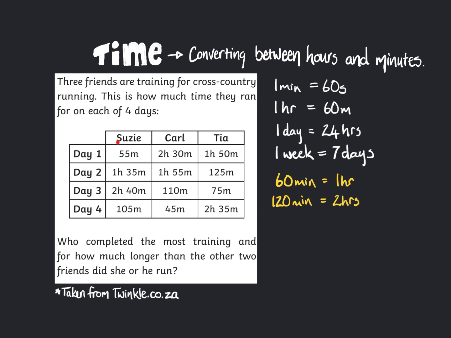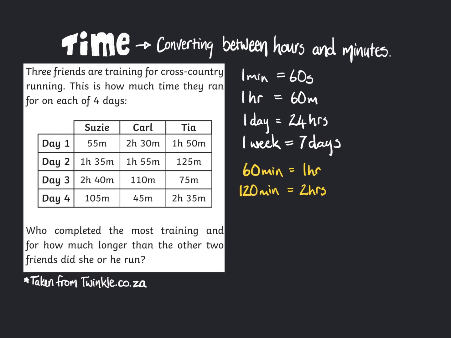Step 1 of this question is to convert everything into minutes and then add them all together, or to convert everything into minutes and hours and then add them all together. Let's start by converting everything into minutes, and then we'll do the other option afterwards. We're going to start with Susie. Susie's first time was 55 minutes, and then she talks about 1 hour and 35 minutes. But we know that 1 hour is the same as 60 minutes. So far we have 55 minutes. Then on day 2 it's 60 minutes and 35 minutes, which comes to a total of 95 minutes.